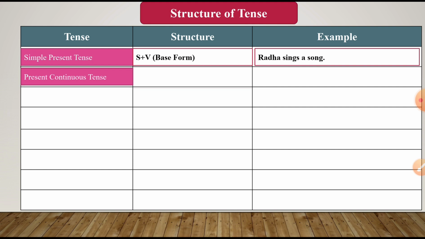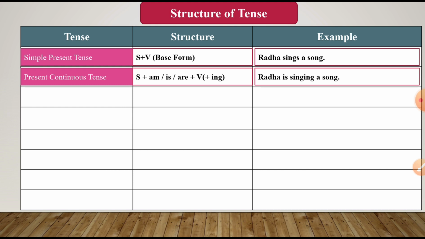Present continuous tense. This is the structure: subject plus am, is, are plus verb in ing form. Radha is singing a song. So Radha is third person singular, so is is used. If I is there, use am. If the subject is plural, use are.